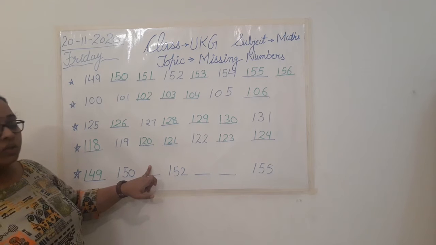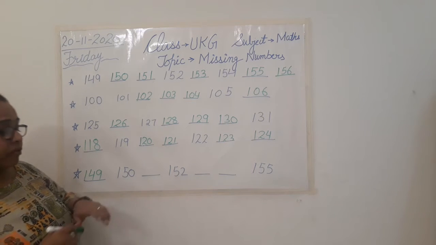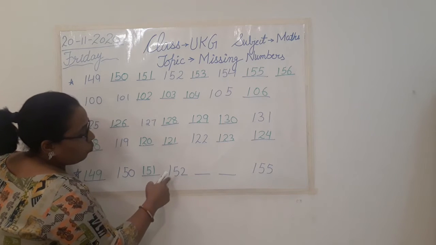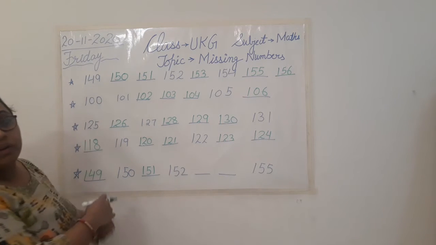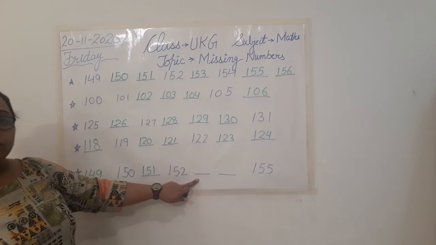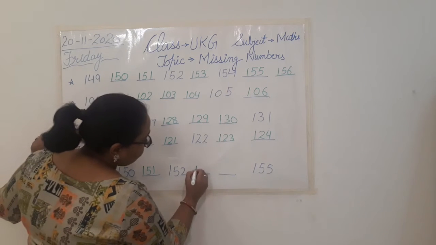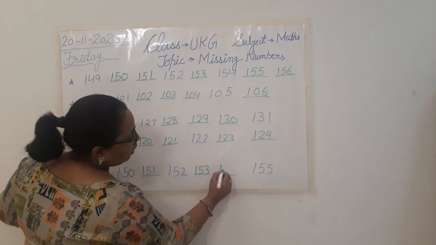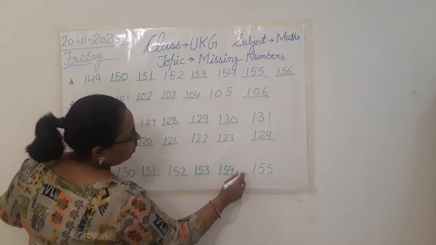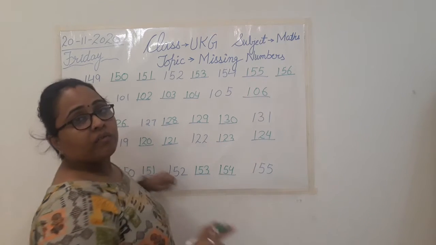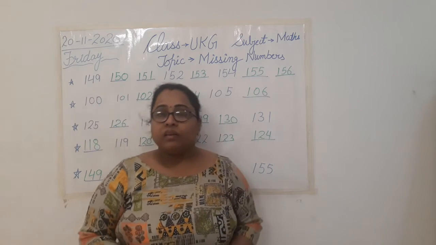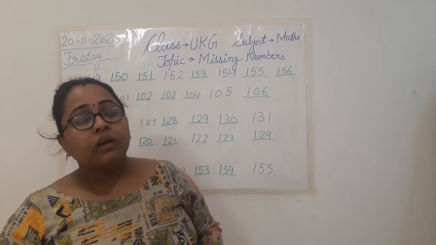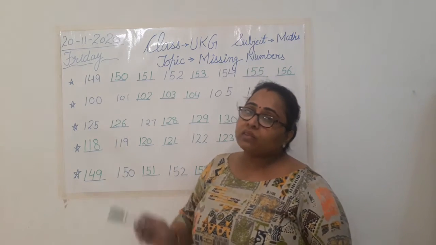So what is the next we are going to write? 151. So I'll write 151. 152 is already written. Now tell me what will be the next number? 153. Then we have 154 and last is 155, which is already given. Is that clear? I hope you have understood the concept missing numbers once again. So this is what you have to revise today.